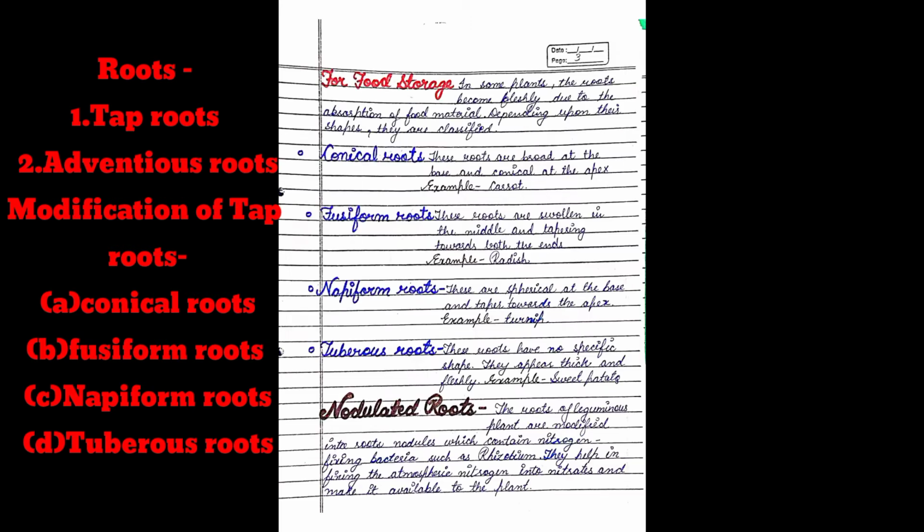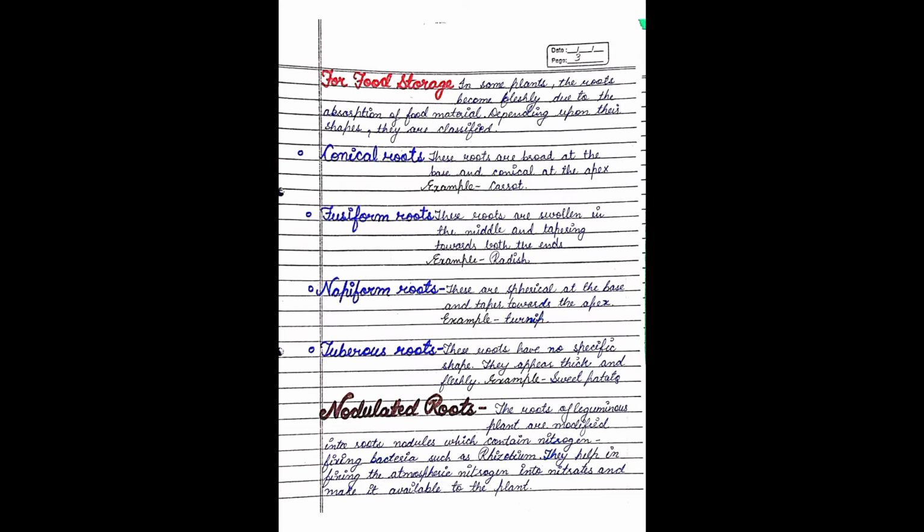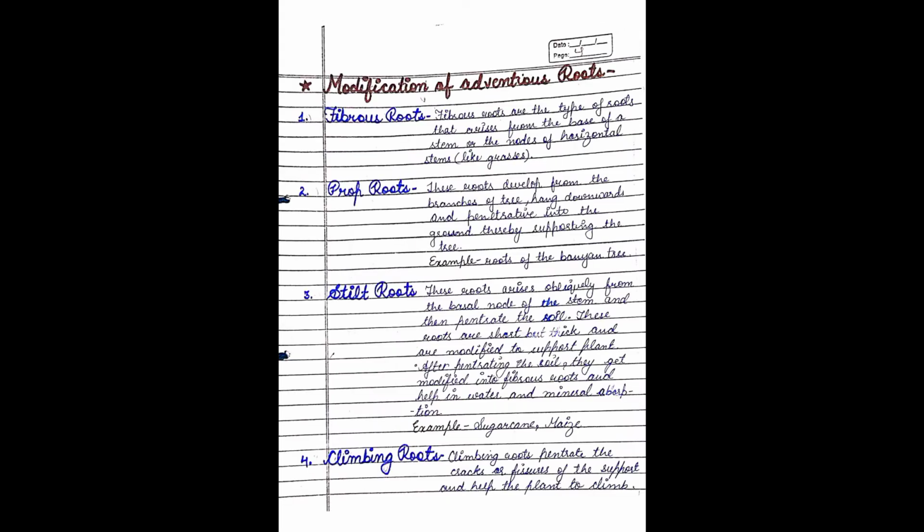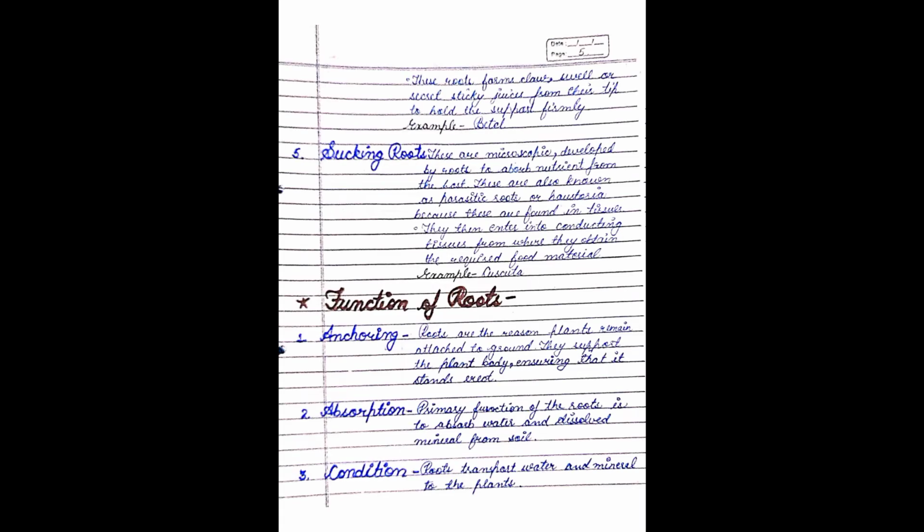There are further modifications in the tap roots, that is conical roots, fusiform roots, napiform root, tuberous roots. Then comes the modification in the adventitious roots, which involves the stilt roots, prop roots, fibrous roots and climbing roots. As you can see in the coming pictures, these are the different modifications of adventitious roots. Then comes the sucking roots.